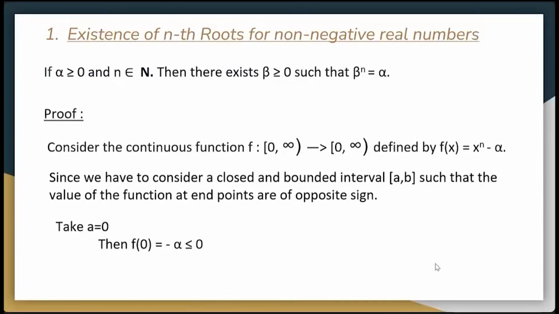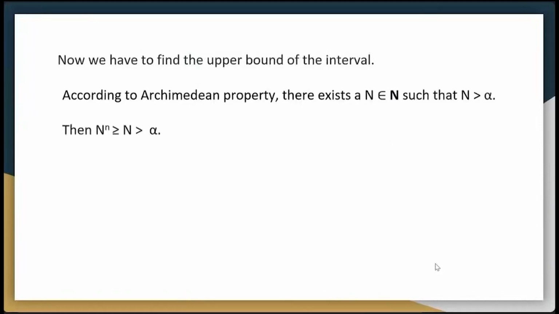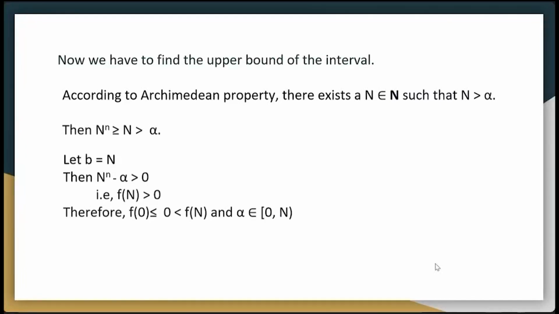Now I have to find the upper bound b. According to the Archimedean property, there always exists a natural number n such that n is greater than alpha. If n is greater than alpha, then I can say that n to the power n will be greater than or equal to n, which is greater than alpha. So now I am taking my upper bound b to be n, then n to the power n minus alpha will be greater than 0. That is, f(n) is greater than 0. So now I have that f(0) is less than or equal to 0, which is less than f(n).